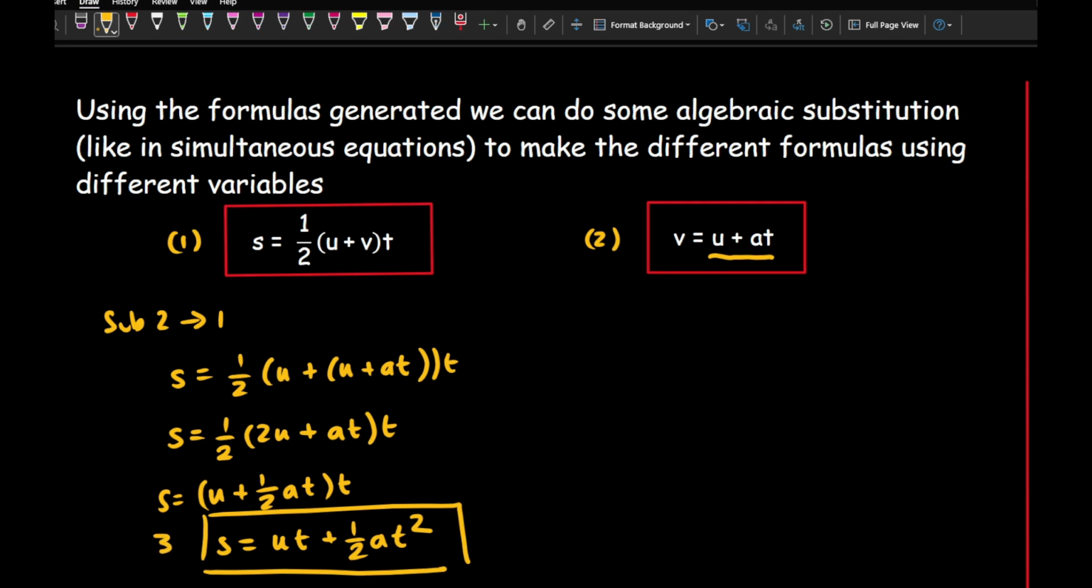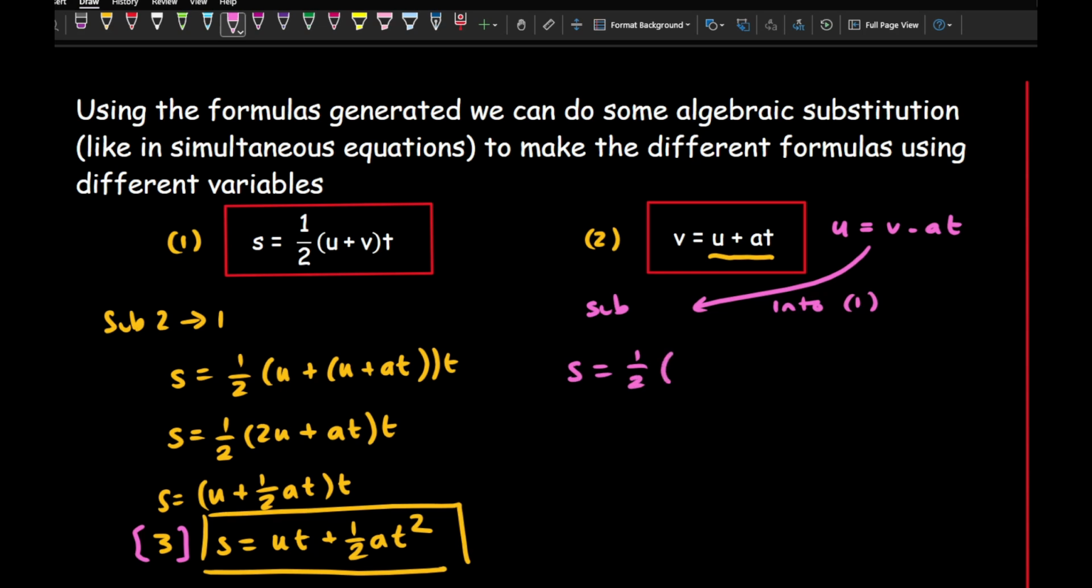and that is going to be my third formula. Now similarly, we can rearrange this to make u the subject, so u is going to equal v minus at. I don't want to get confused in terms of what I'm calling the formula, so if I sub this into equation 1, then what I end up with is s equals a half. Now instead of writing u, I'm going to write v minus at, and that's plus v, multiplied by t.